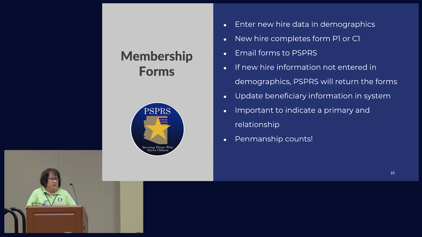So again, just remember to enter the new hire into the demographics and complete that P1 and C1 to get those forms emailed to our office at activemembersgroup.com. The email address is on both of those membership forms also. On the public safety membership form, the email address is at the top, and on the corp form, it's at the very bottom. It has the options to fax, email, or mail, but it always works faster to email.